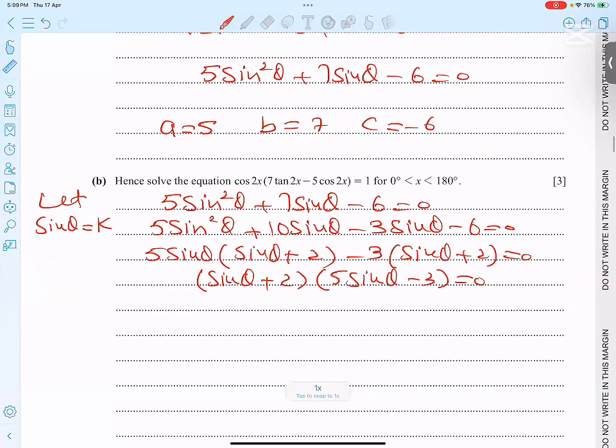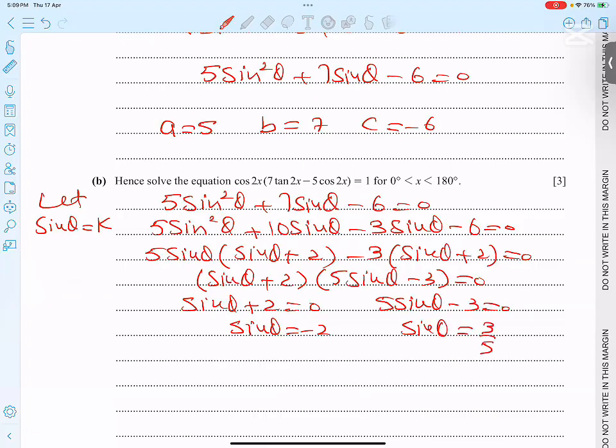So one time this equals 0, so sine theta plus 2 is equal to 0, and 5 sine theta minus 3 is equal to 0. So sine theta is equal to negative 2, and sine theta is equal to 3 over 5. Naturally, no solution will come from negative 2 because sine remains in the limit of 1 and minus 1. Above, no solution, and below, no solution. That is why it will not give you any solution.